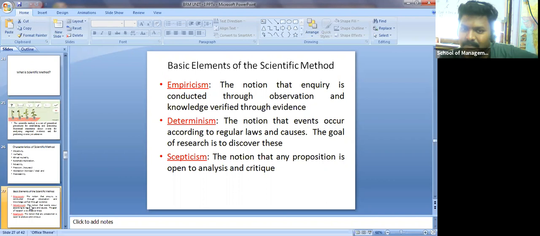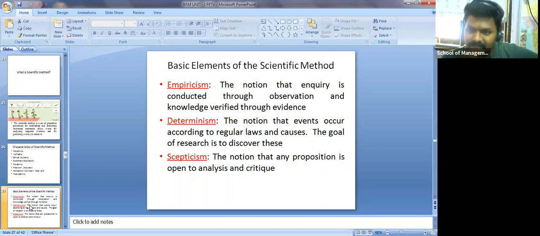Then skepticism, one more basic element of the scientific method: the notion that any proposition is open to analysis and critique. So as a scientist or researcher, you should know how it is going to be analyzed and what the reason is behind that particular problem. Then you have to find the solution for it, and you are in a position to critique it if any researcher has not given accurate answers to that problem.